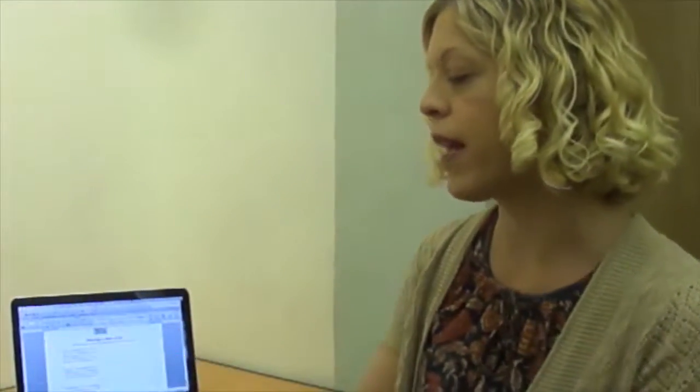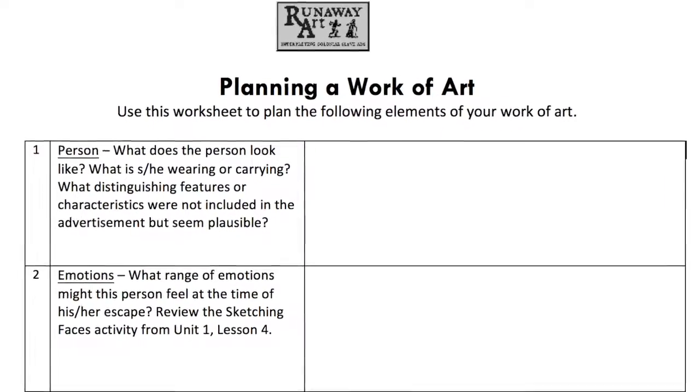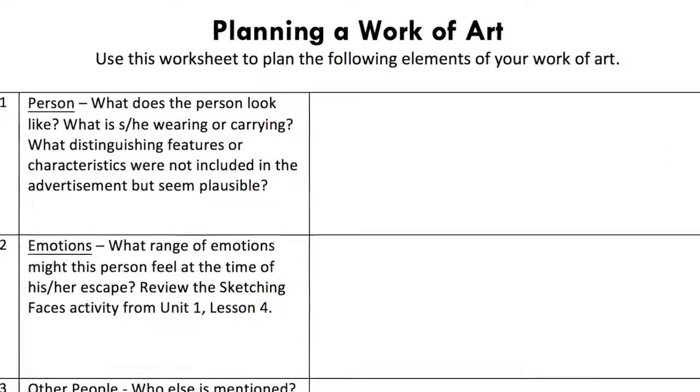We're going to begin today by talking about how to analyze your advertisements that the students will be using to create their piece of art, and how to draw out the details that they will use to come up with the specific elements of their composition to help illustrate the character. I'm going to demonstrate this using the advertisement for Violet and using the worksheet called Planning the Work of Art.